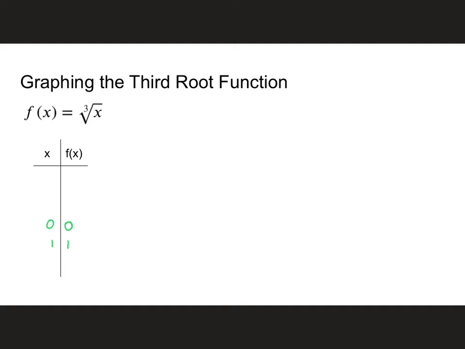2, that doesn't work out very nicely. But 8, the cubed root of 8. 8 is a perfect cube, and the cubed root of 8 is 2. And what about 27? The cubed root of 27 is 3. And I could keep going from there.